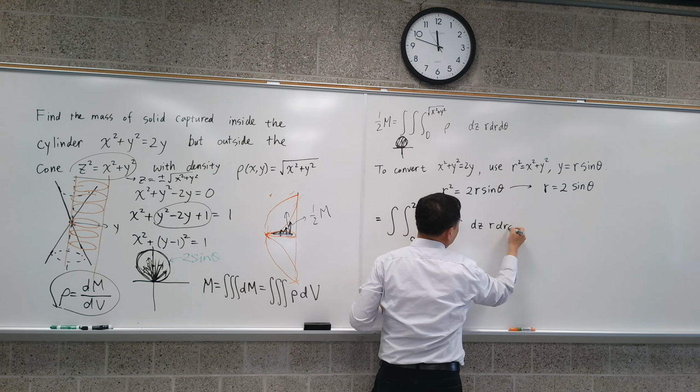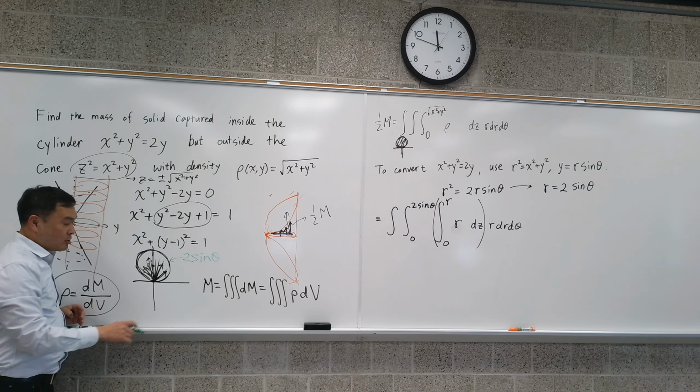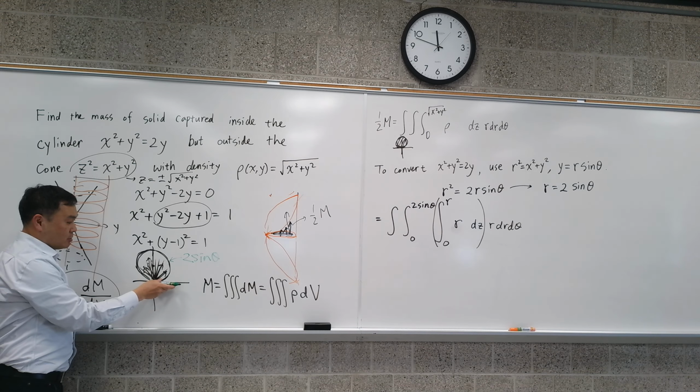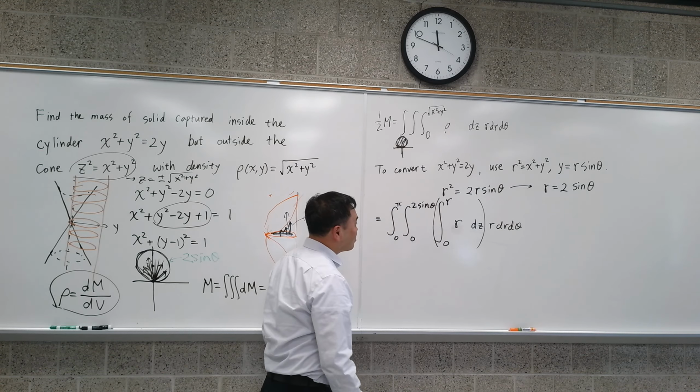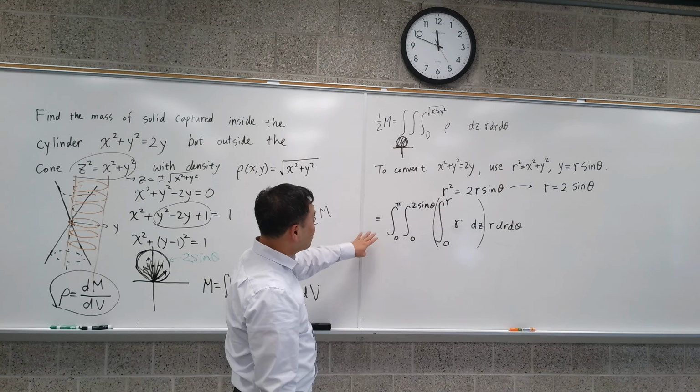Okay, so we're almost there. We just need to figure out what the angle theta should be. What should be the beginning and end of the angle? Right? 0 to pi, right? 0 to pi. So we need to put 0 to pi. Okay, so we just have to compute this, and that should be the answer. One thing that many people will make mistake in is, remember, this is half the mass. So at the end of the day, you have to double this answer to get the full thing.